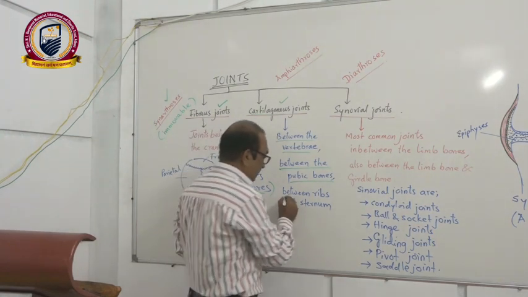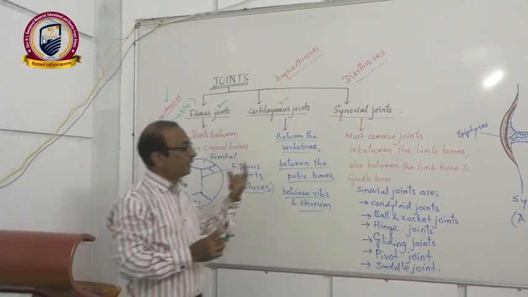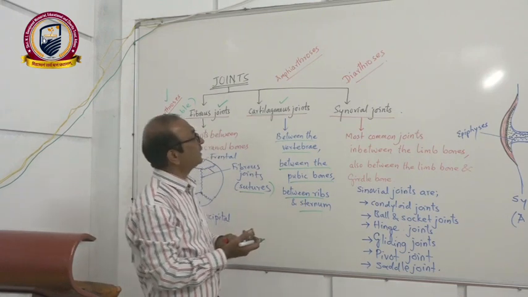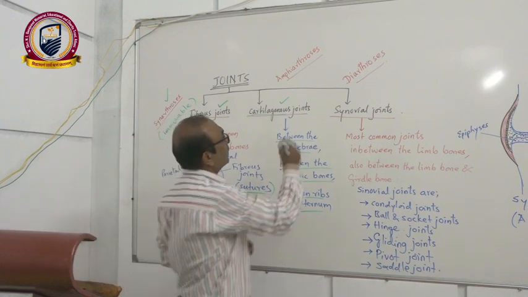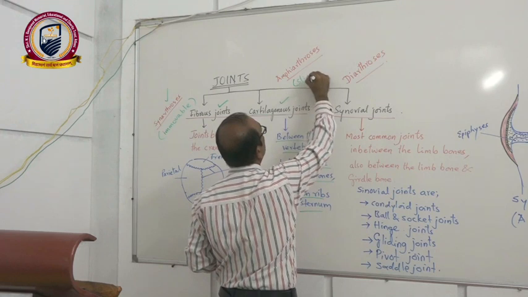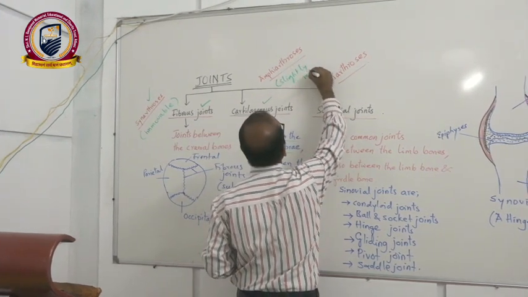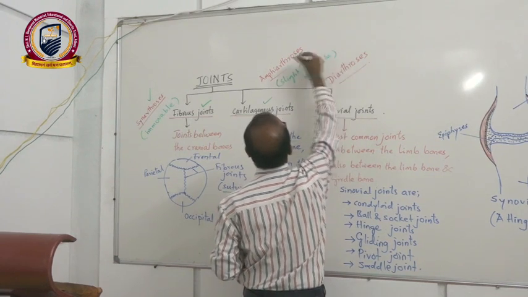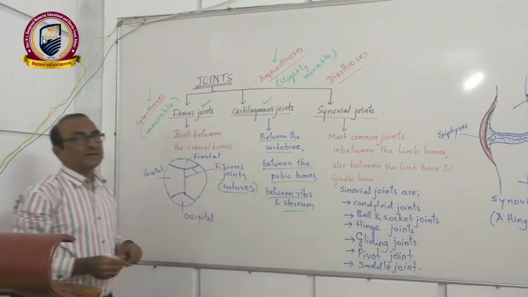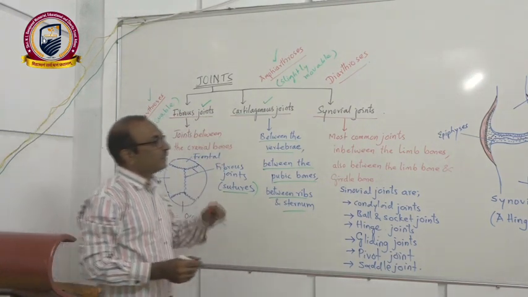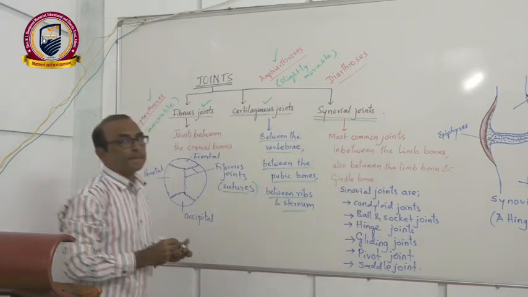Then between the ribs and the sternum, we have said that the ribs are connected to the sternum by a piece of cartilage. So that is a cartilaginous joint. And cartilaginous joints allow very slight movements, slightly movable, we can say. Slightly movable joints are given another name, that is amphiarthrosis. Then the third type of joints are the synovial joints.